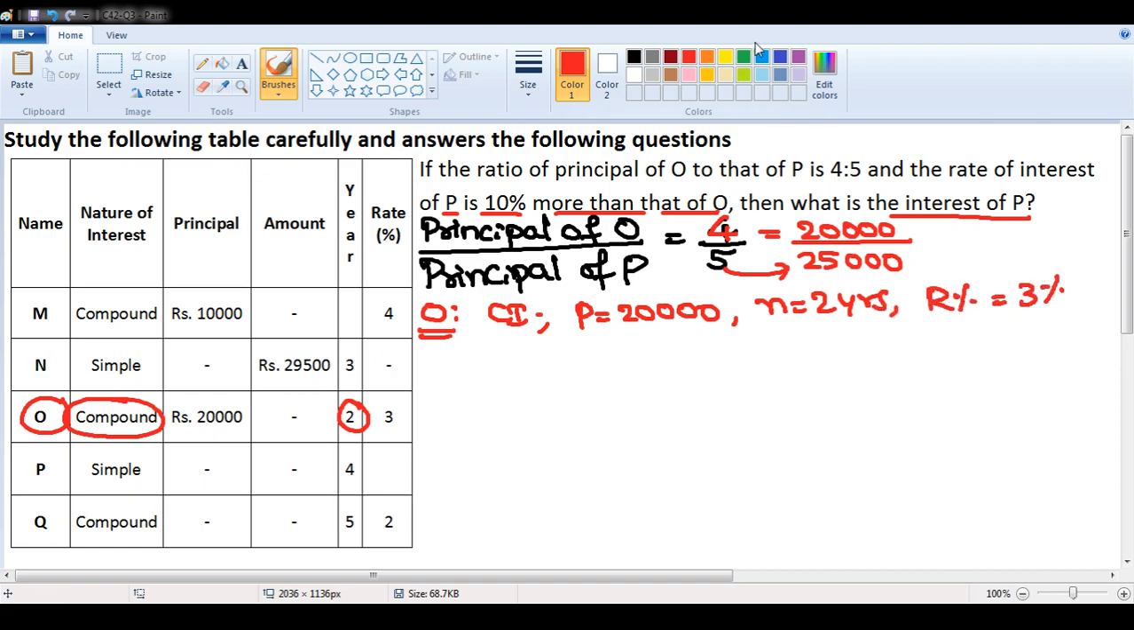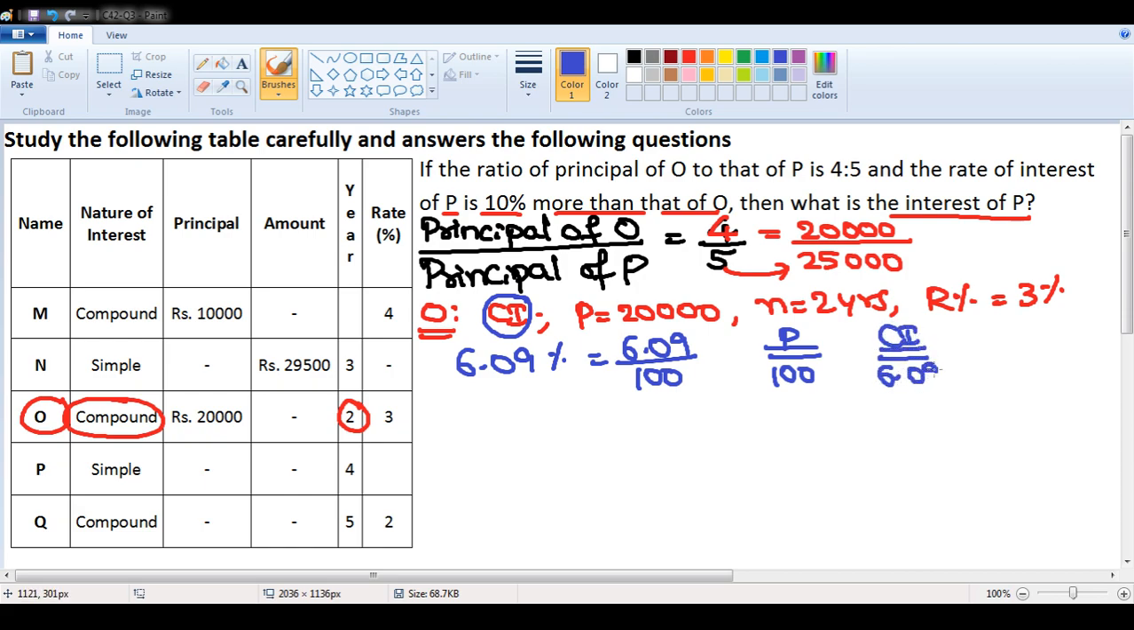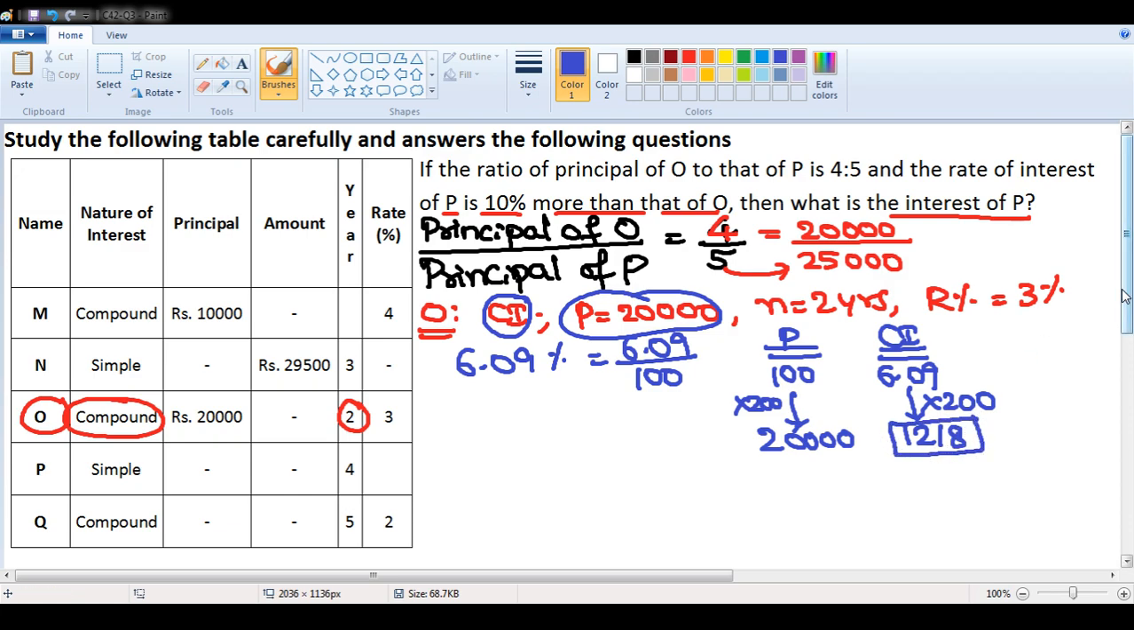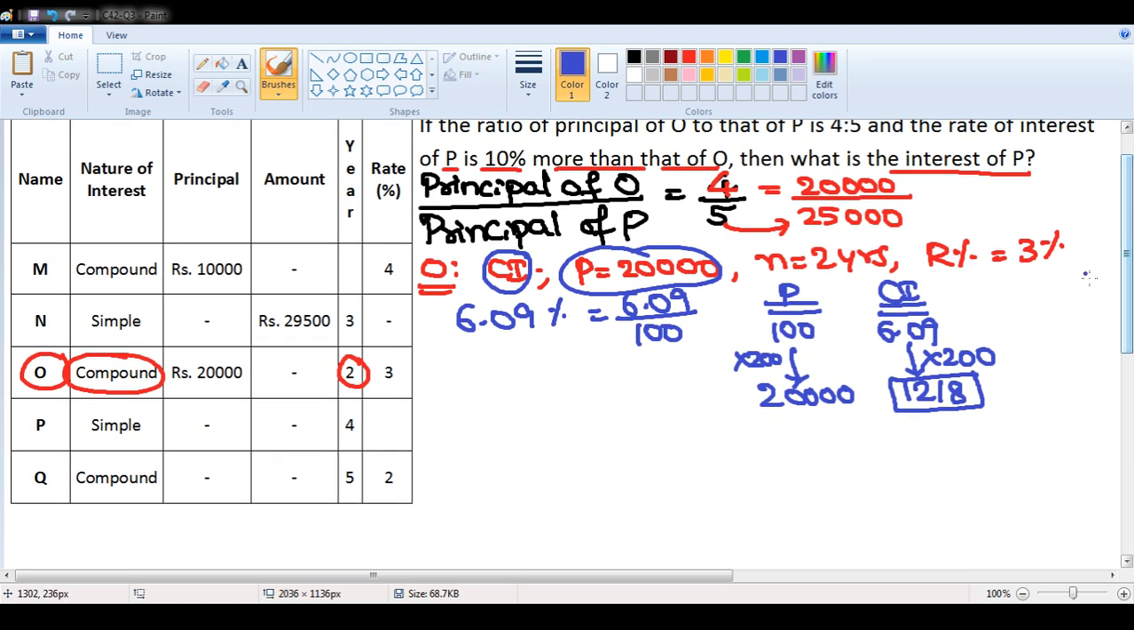Same logic. 3% for 2 years compound interest means, from the previous problem, it is 6.09 percentage. 6.09 by 100 means if I take 100, I will give you 6.09 rupees extra, but I am not taking 100. I am taking 20,000. Multiply by 200. 6.09 into 200 is 1218. That means compound interest is 1218. But I don't want the compound interest of 1218.